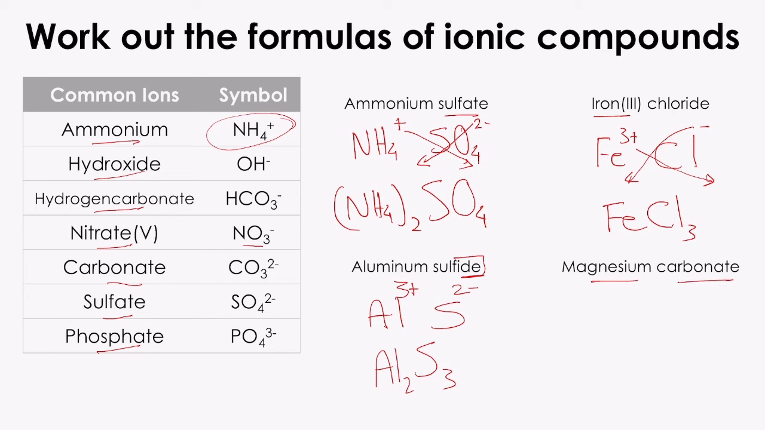Magnesium carbonate. Magnesium is in group 2, so it is Mg2+. What about carbonate? Carbonate, here it is. So it is CO3 2 negative. Oh, they have the same valency, so they would cancel out. So it's MgCO3.